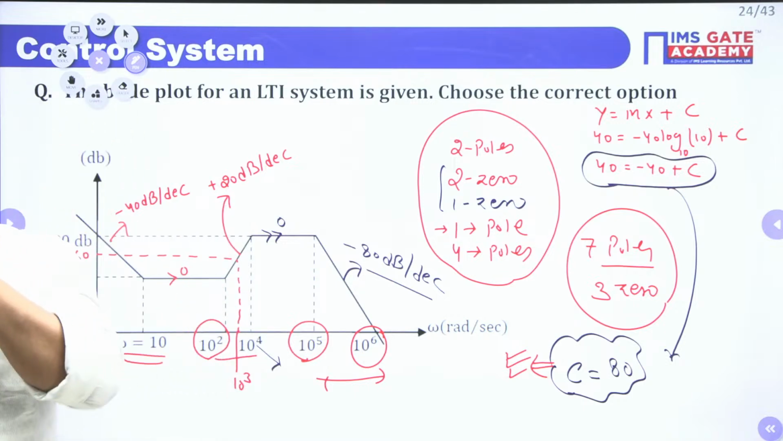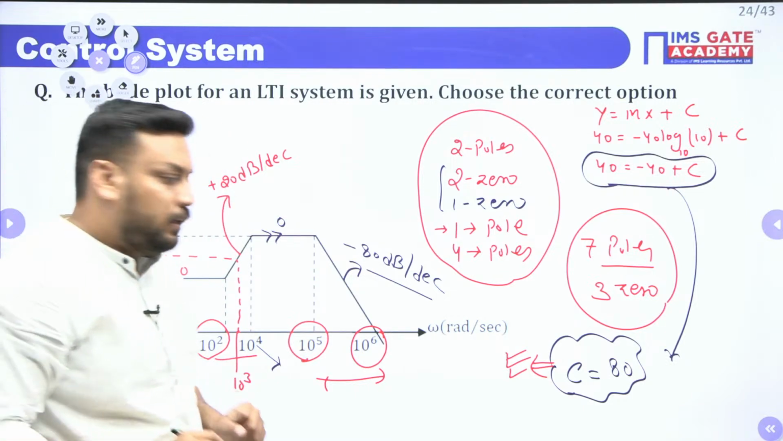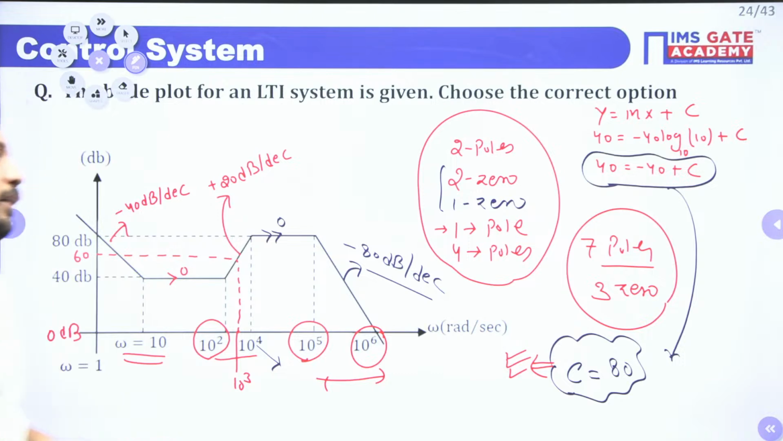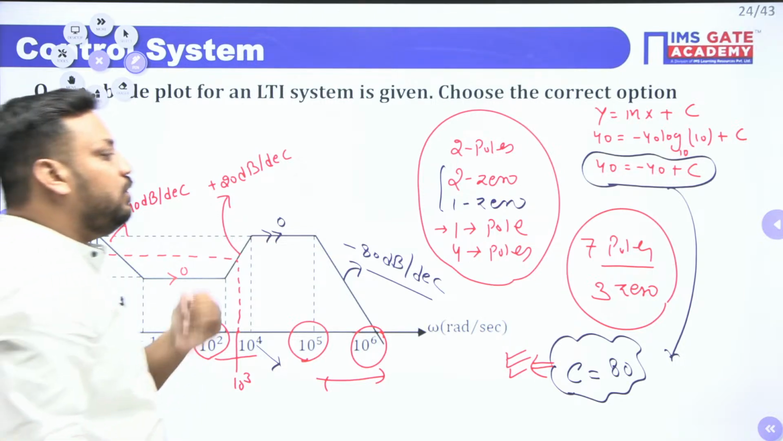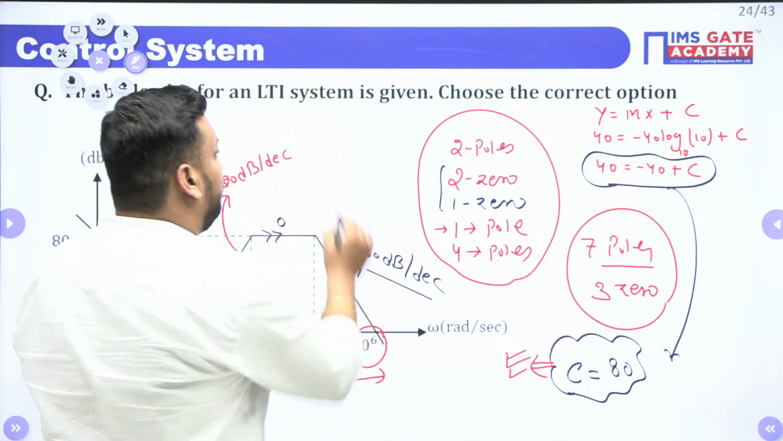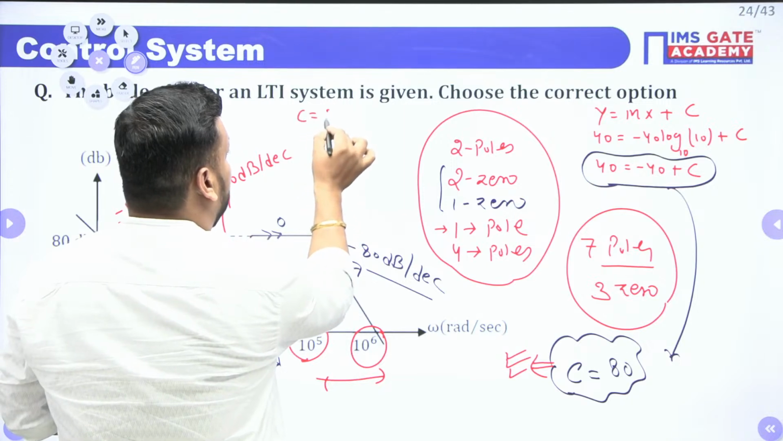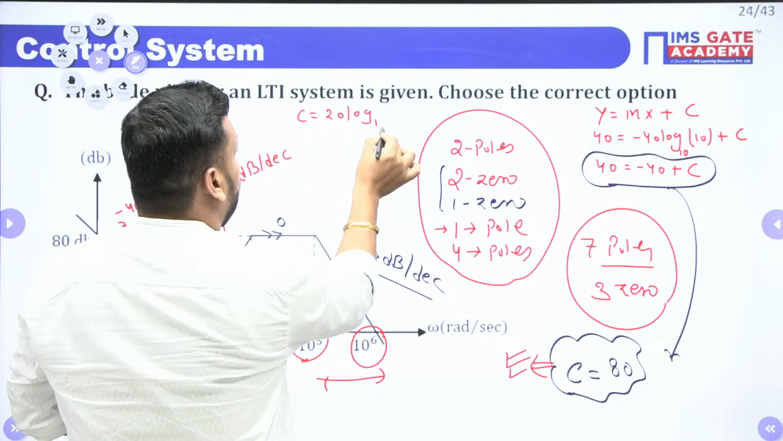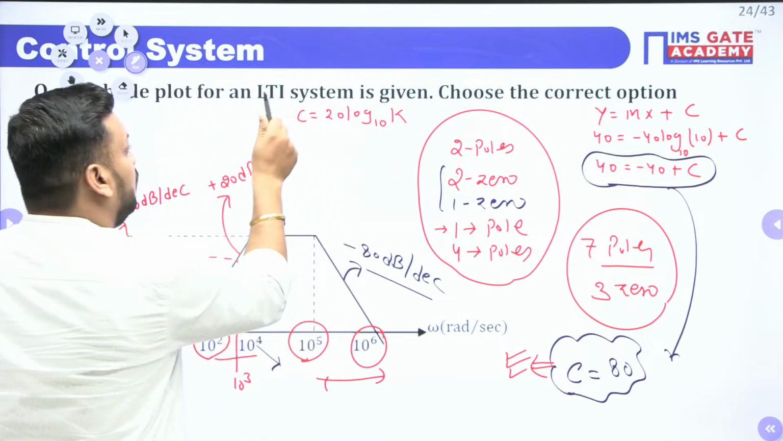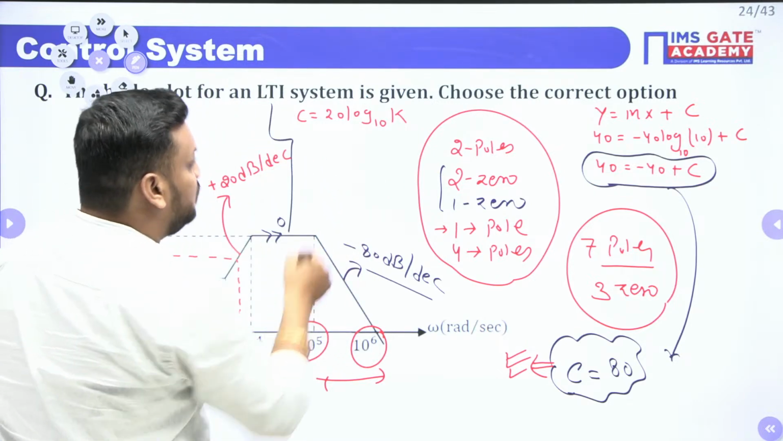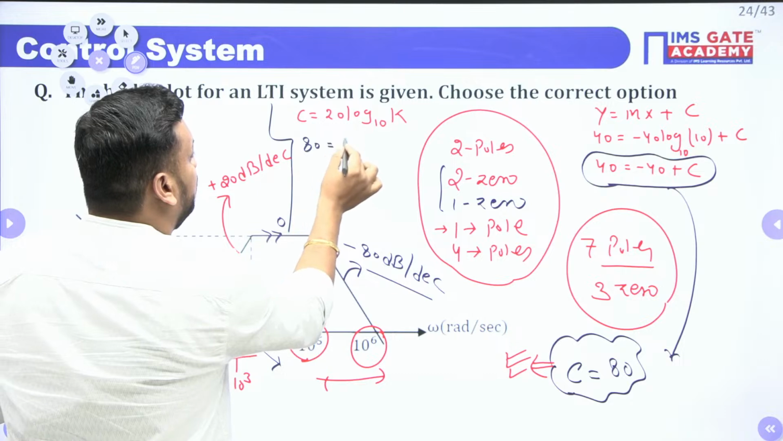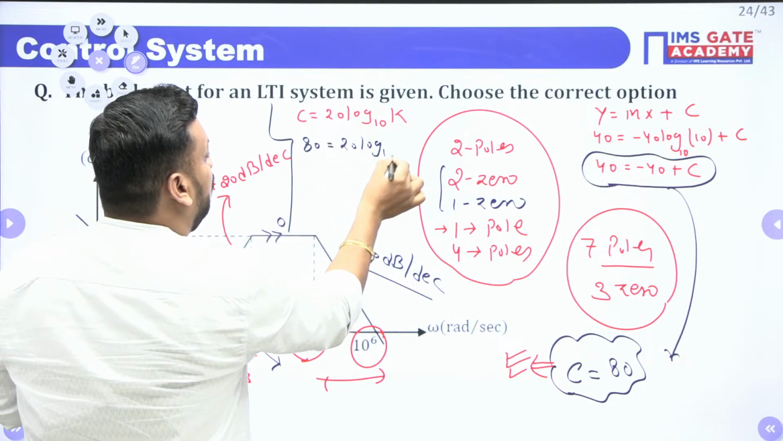Sorry. Tell me, guys. Your c value is nothing but 80. Is it clear? And if your c value is 80, can you find out the k value? Yes, sir, k. The c value is nothing but 20 log 10 k. What is your c value? Your c value is 80 only. 80 equal to 20 log 10 k.